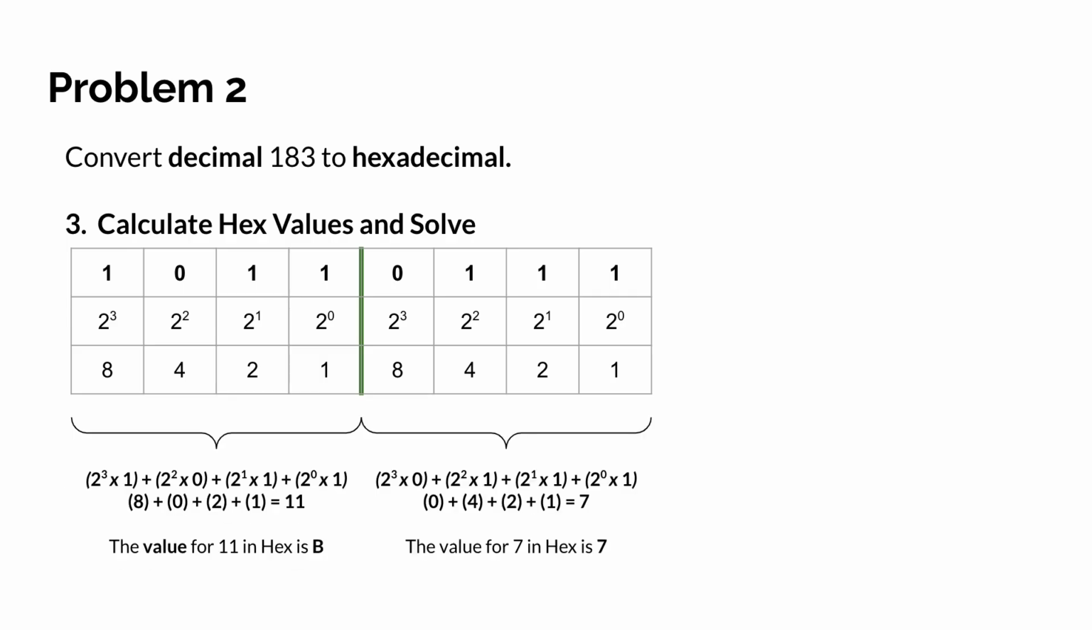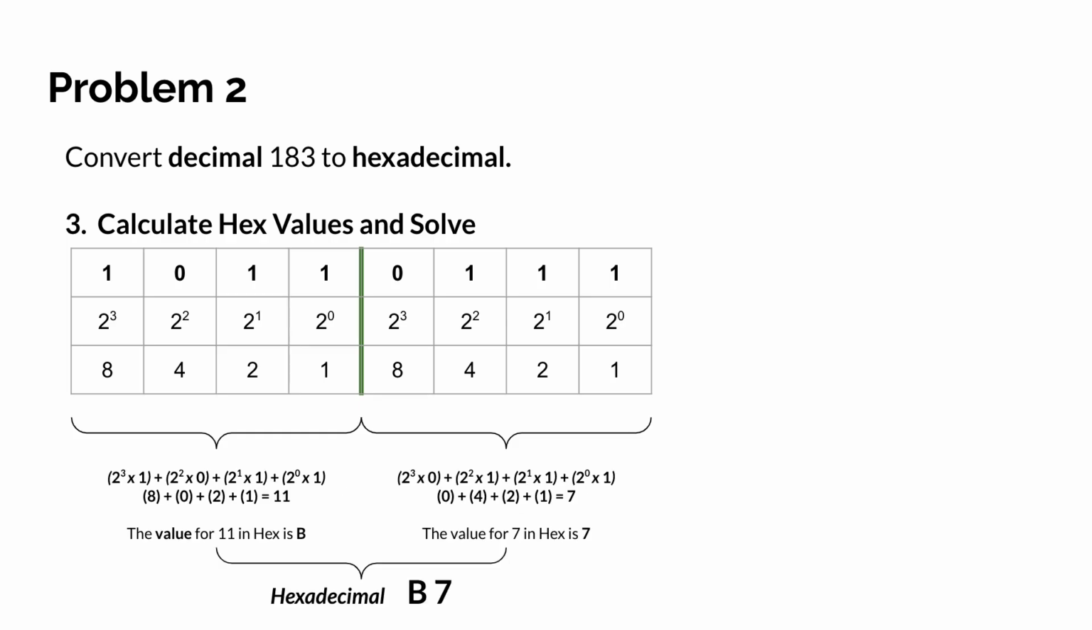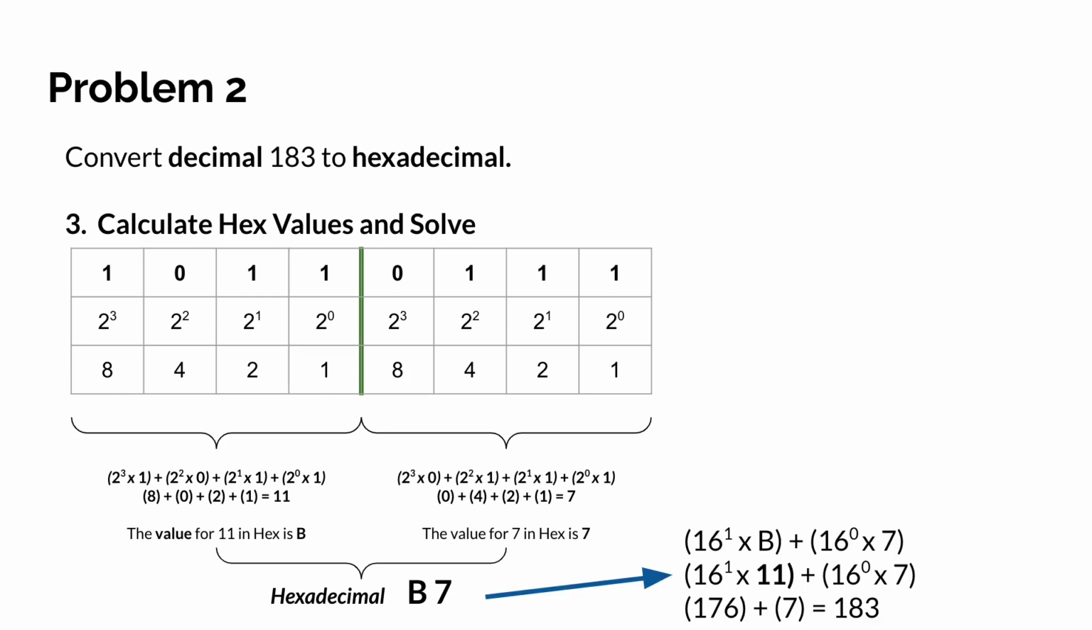Now we'll do the other side. We'll get 7 after this. The value for 7 in hex is just 7. It doesn't need a special character to represent it. And so this 183 in decimal is B7 in hexadecimal. Again, we can throw up our little math for ourselves.